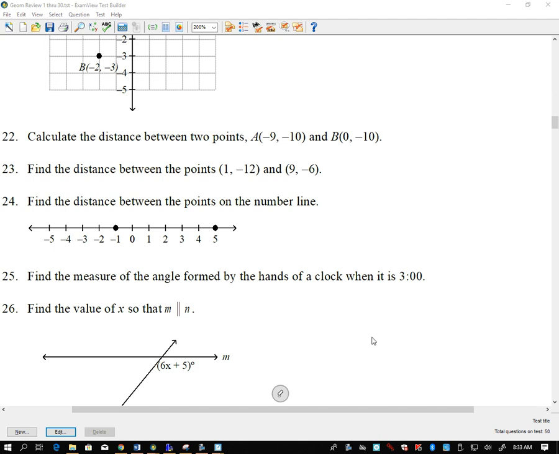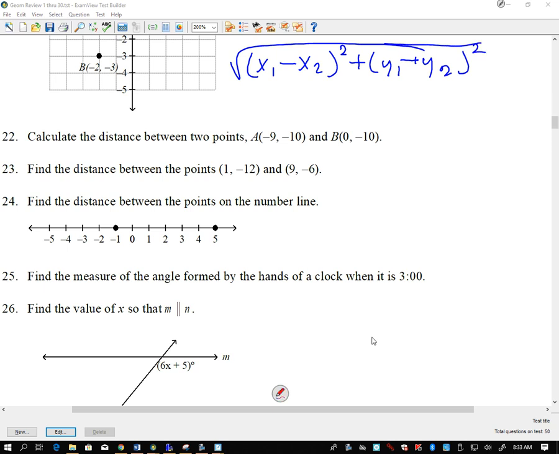Do we want to work out one of these, just so we're familiar? The distance formula is the square root of x1 minus x2 squared plus y sub 1 minus y sub 2 squared. Whenever I go into here, which one do you want to work out? Do you want to work out 22 or 23? 23. All right, so I'm looking for my x's.